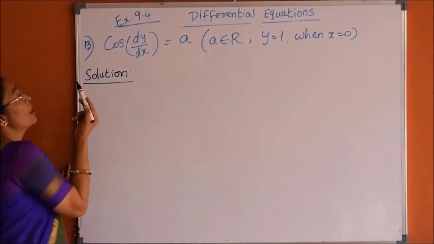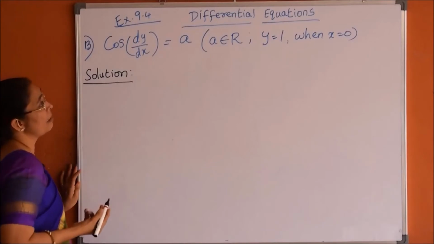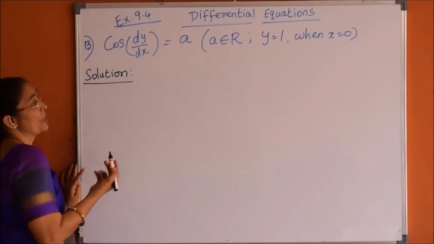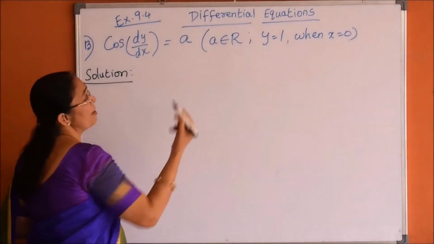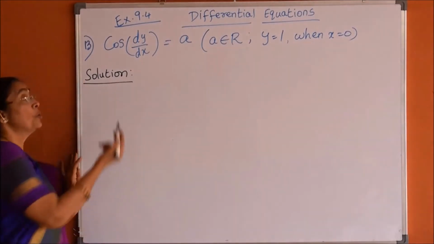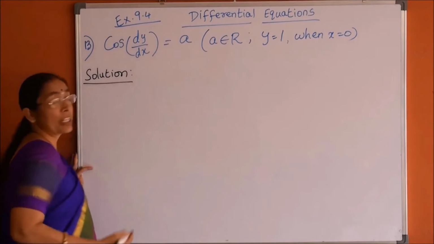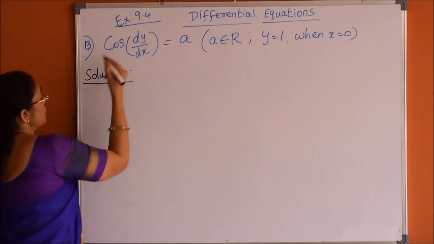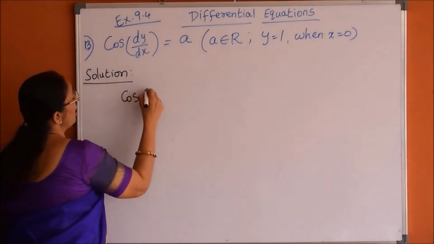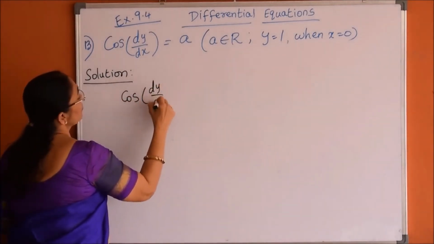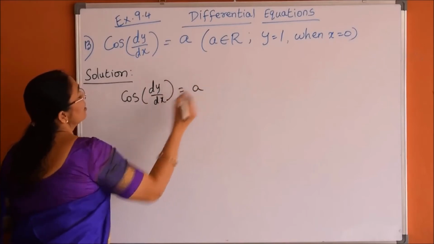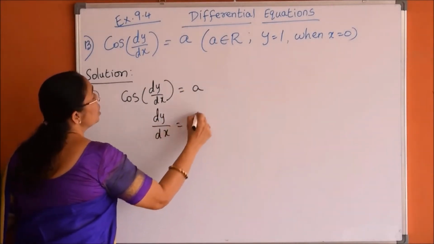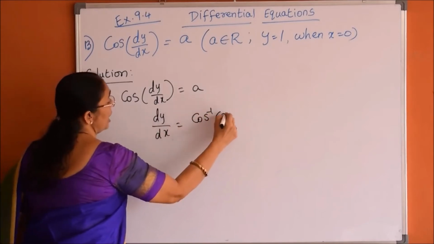13th problem: cos of dy by dx is equal to a, where a belongs to R, that is a real number, and y is equal to 1 when x is equal to 0. The y value and x value are given so that we can get the particular solution. So now cos of dy by dx is equal to a can be written as dy by dx is equal to cos inverse of a.